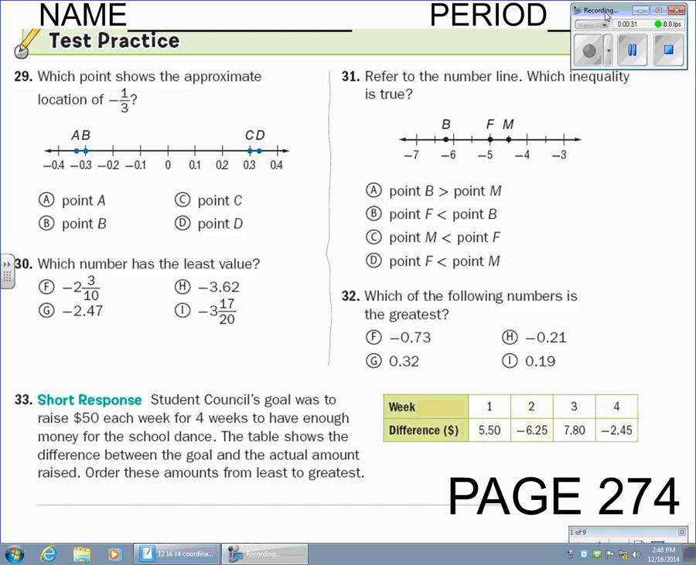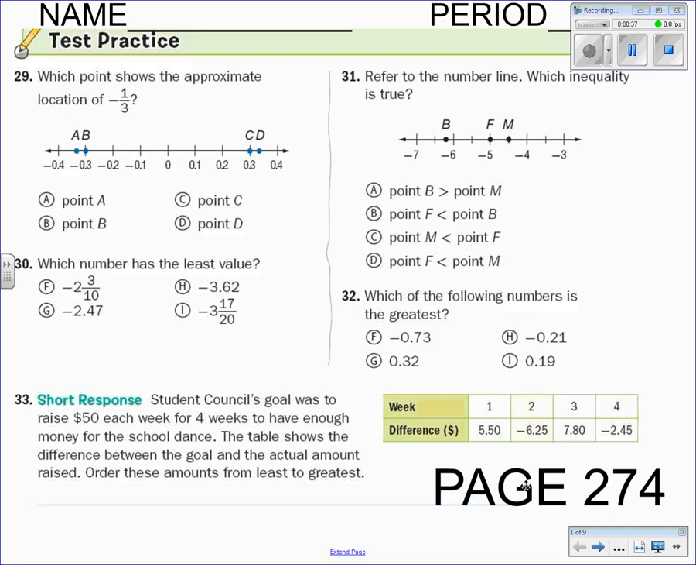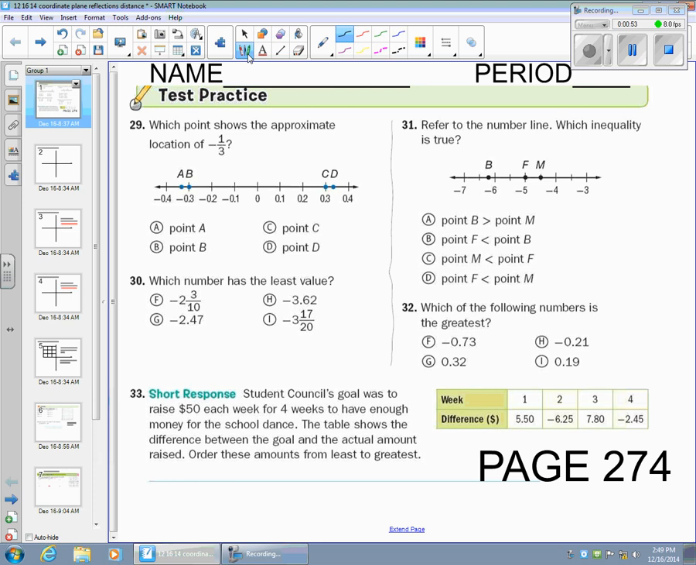I think I'll break the review into two parts so it's not so long. Let me start with this that we did in class today. You've got a number line, and this is page 274 in the book. You have a number line that has decimals on it, but they're giving you a fraction. And where would you put it? First thing is, it can't be over here because these are positive numbers. So it's got to be a negative number. So it's got to be either A or B.